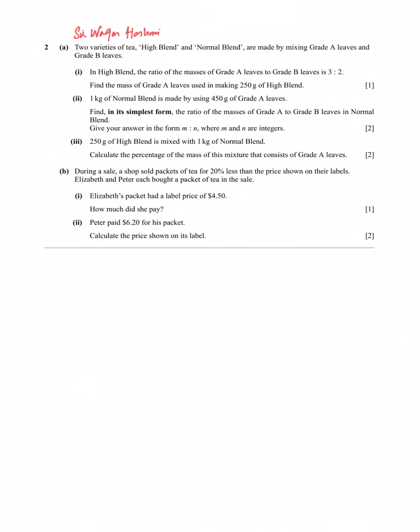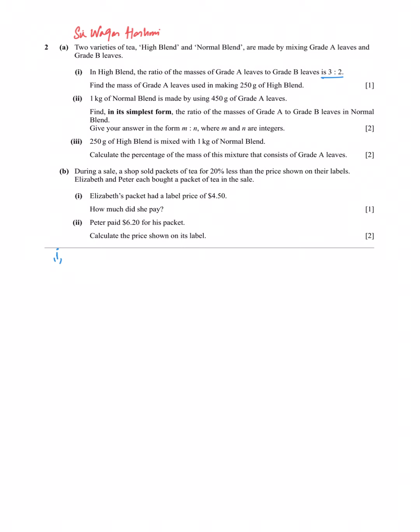It's question number 2. Two varieties of tea, high blend and normal blend, are made by mixing grade A leaves and grade B leaves. In your first part, in high blend the ratio of masses of grade A leaves to grade B leaves is 3:2. Find the mass of grade A leaves used in making 250 grams of high blend.